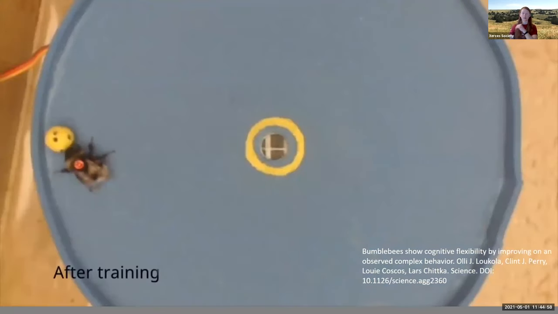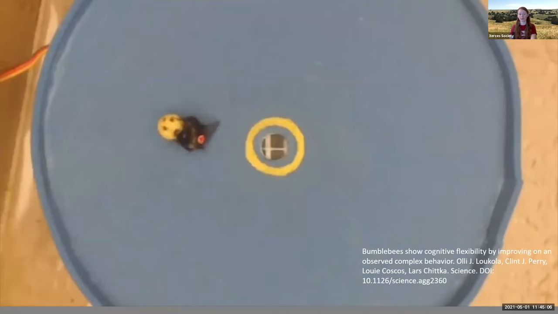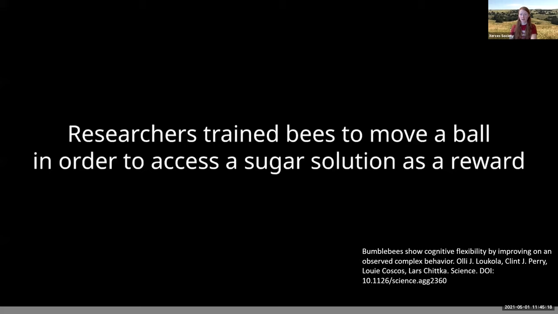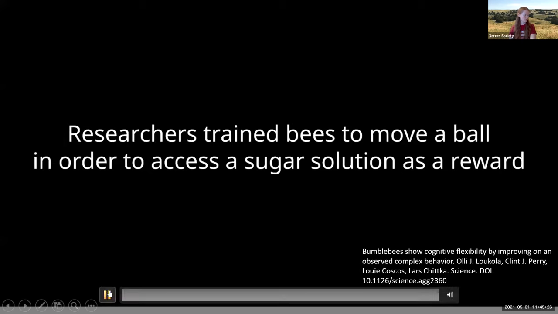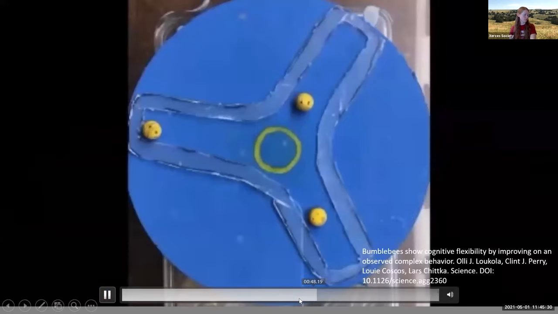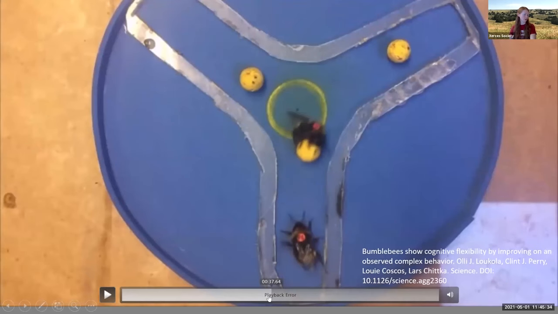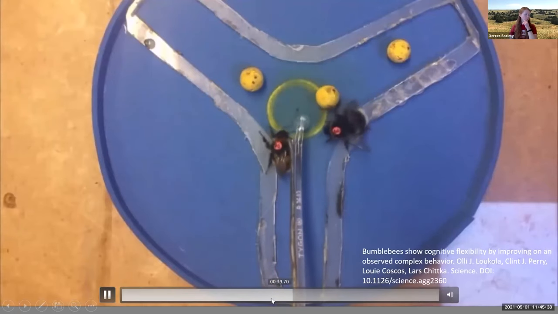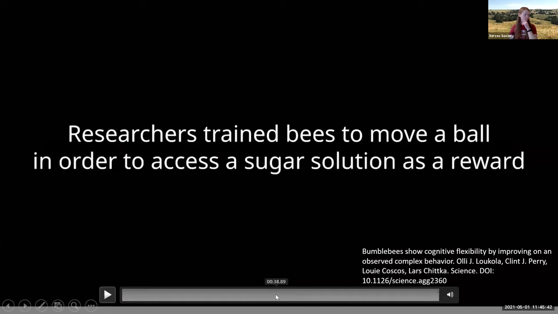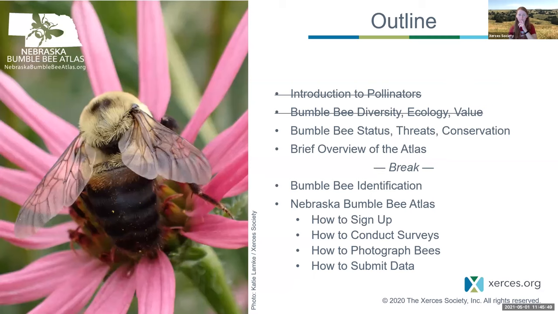All right, so after the training, the bumblebee shows that she has learned. She says, if I move the ball to the center of the ring here, I should get a nectar reward. So she's taking the ball, moving it to the right spot, and then she got the reward. Then they can figure out the most efficient way to, sorry guys, I don't know what's happening here. I'll just explain it in person. The bumblebees are able to figure out the most efficient way.